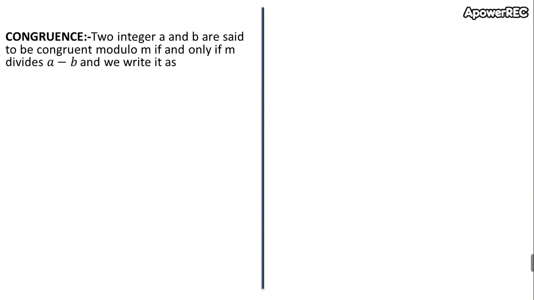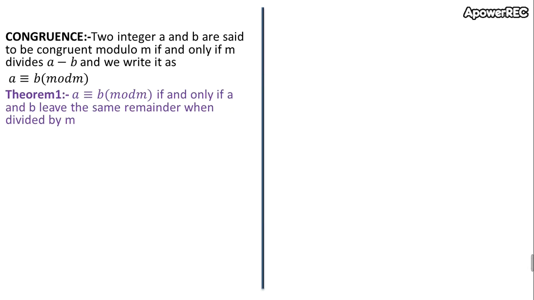Now come to the definition of congruence. Two integers a and b are said to be congruent modulo m if and only if m divides their difference, that is a minus b. We write it as a congruent to b modulo m. That means a congruent to b modulo m is nothing but a minus b is clearly divisible by m. That is the definition of congruence.